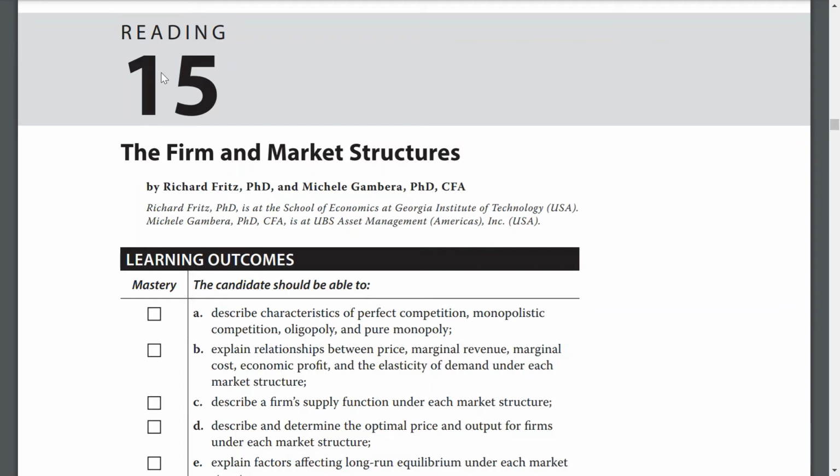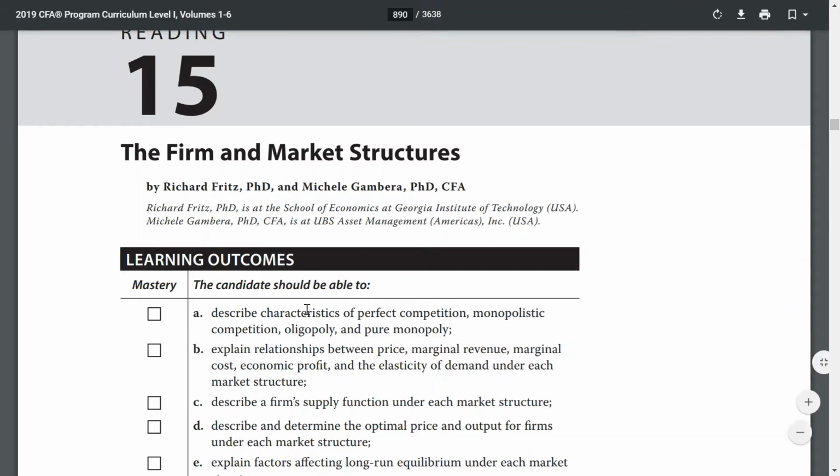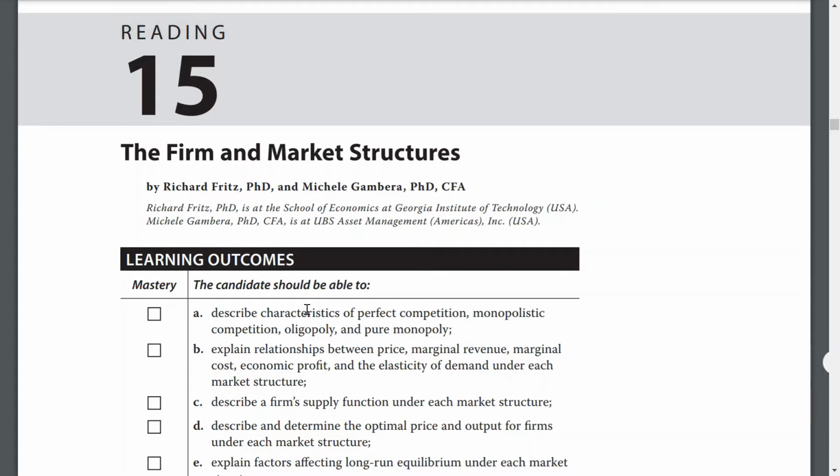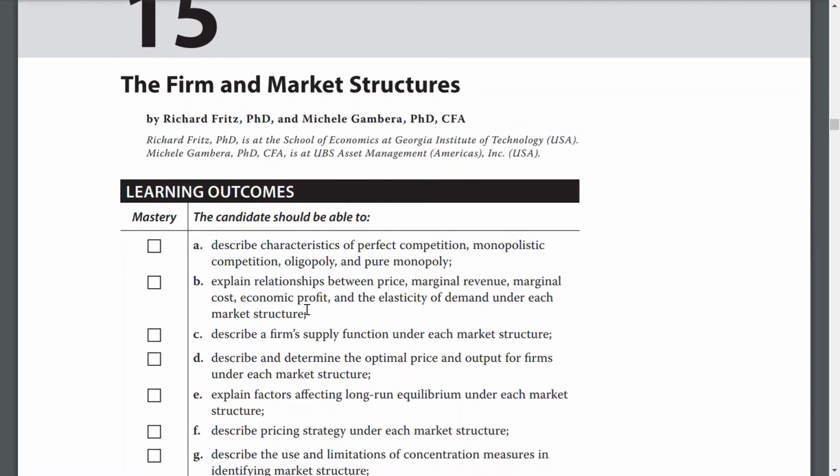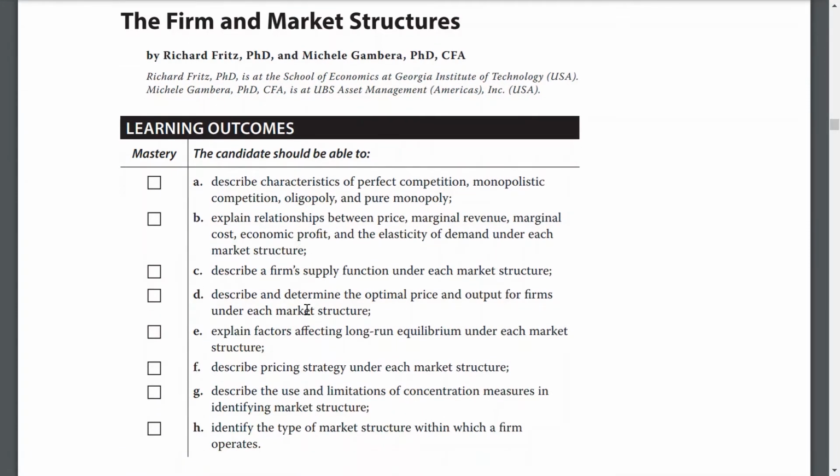Our next reading is on economics: the firm and market structures. Learning outcomes: describe characteristics of perfect competition, monopolistic competition, oligopoly, and pure monopoly. Explain the relationship between price, marginal revenue, marginal cost, economic profit, and the elasticity of demand under each market structure. Describe a firm's supply function under each market structure.